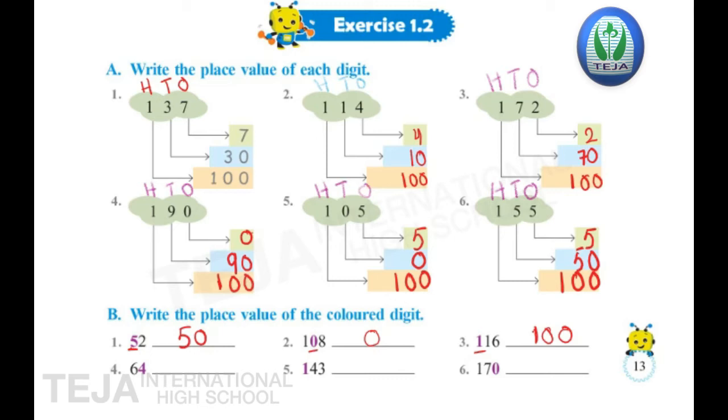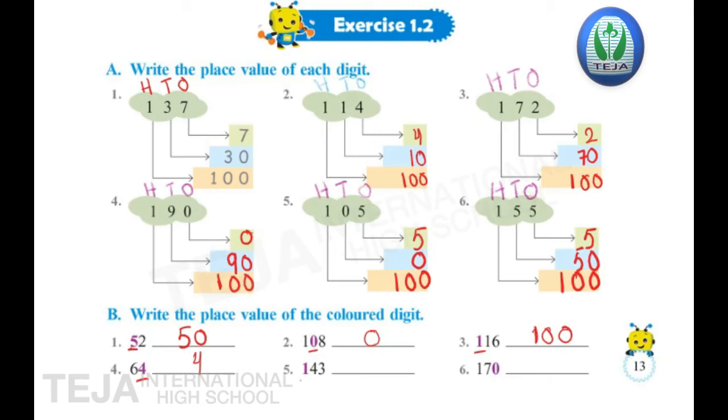Here 4 is colored. 4 is in ones place and 6 is in tens place. The value of 4 will remain same as 4 and the value of 6 will be 60 as it is in tens place. Next fifth one, 143. Here 3 is in ones place, so the value of 3 will remain same as 3 and 4 is in tens place, so the value of 4 will become 40.